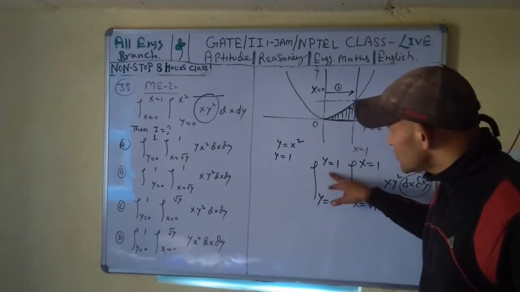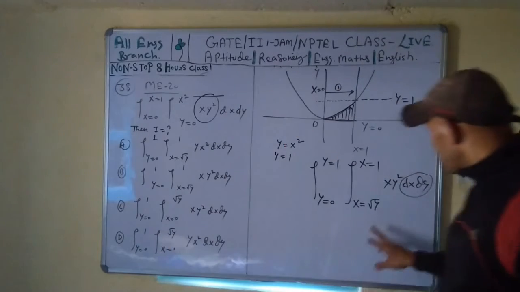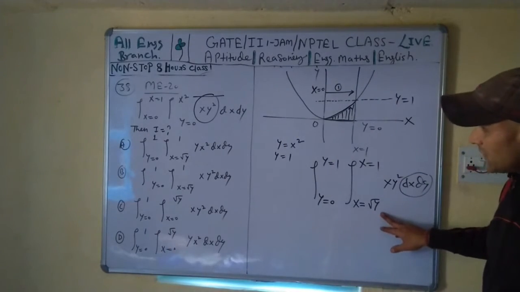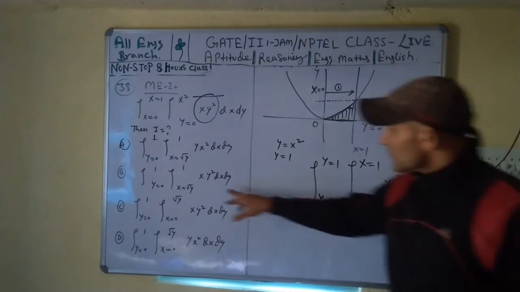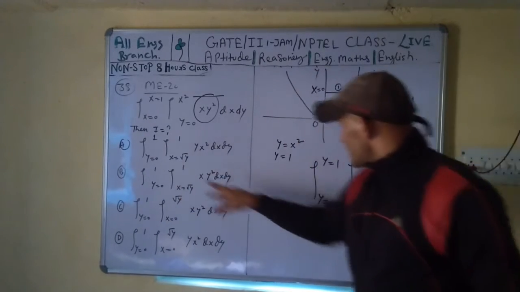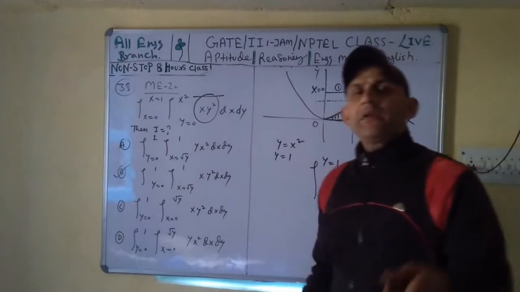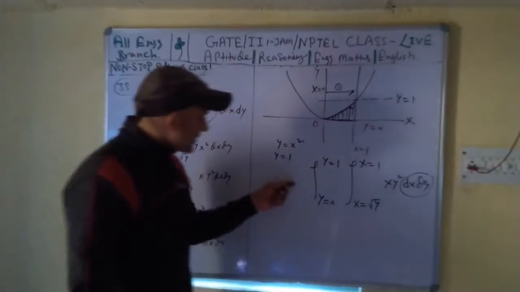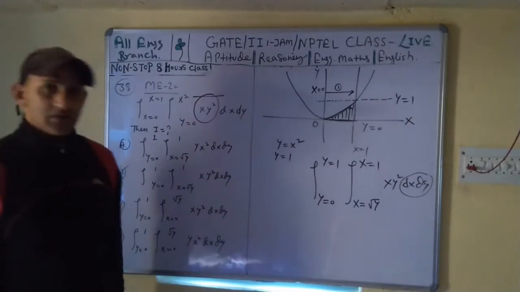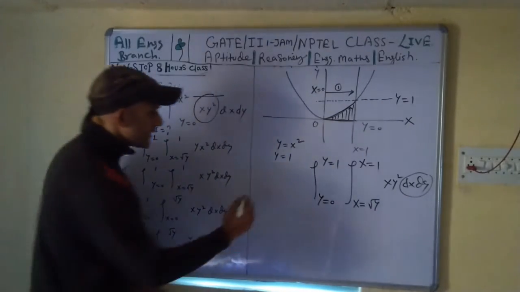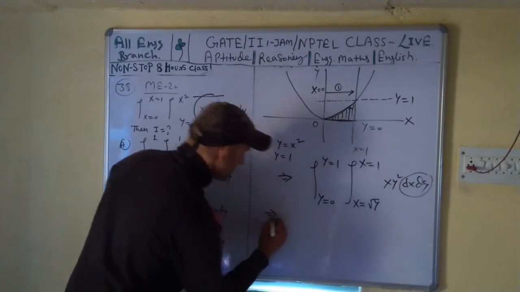y is equal to 0 to y is equal to 1, x is equal to square root of y to x is equal to 1, and x y square. This is your correct answer. Maybe next time in the future they will ask what the value is, how to evaluate. That is also very simple.